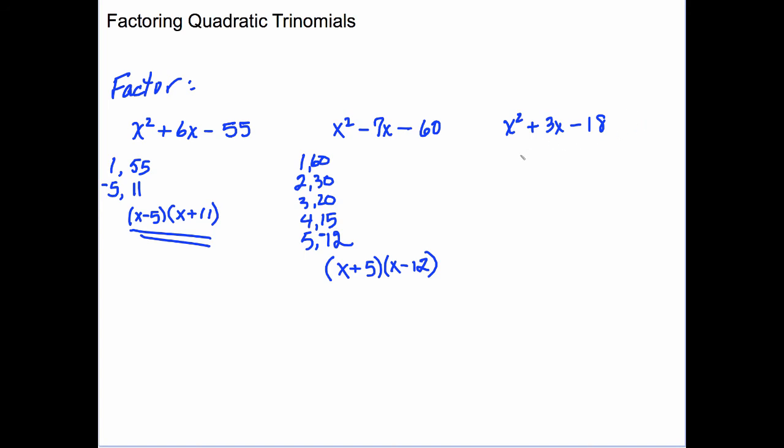In this last example, we can see that the numbers that we're looking for are 6 and negative 3. So the factors are going to be x plus 6 and x minus 3. And we can see that 6 times negative 3 is negative 18, and 6 plus negative 3 is 3x. So there are the factors.